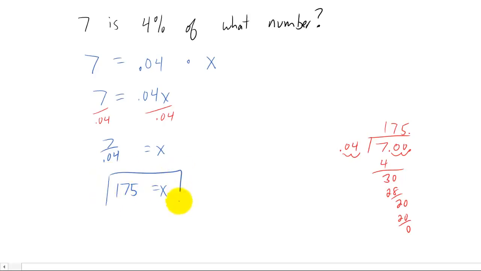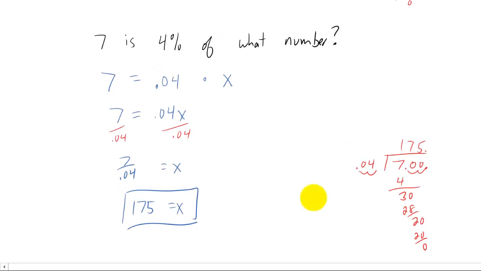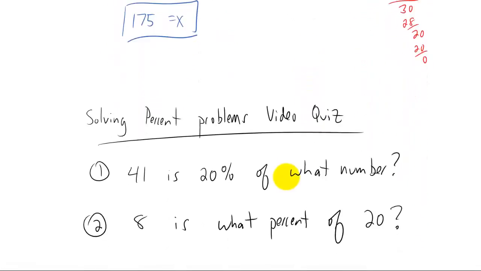Let's again make sure that that answer makes sense. 7 is 4% of 175. I think that does make sense, so we'll call that problem finished. Okay, that's it for this video. Let's get you a quiz.